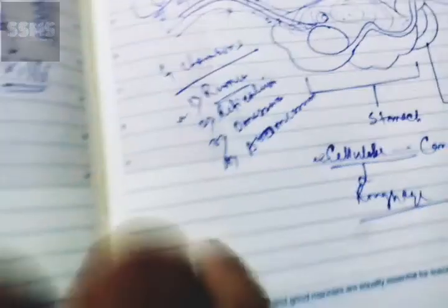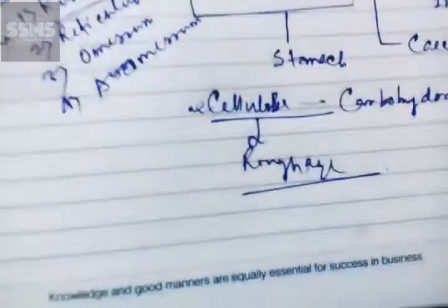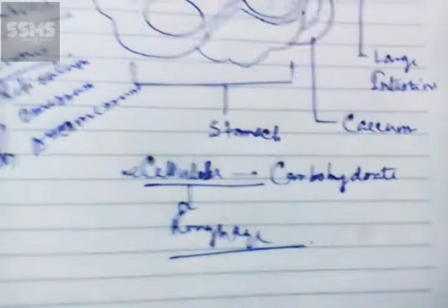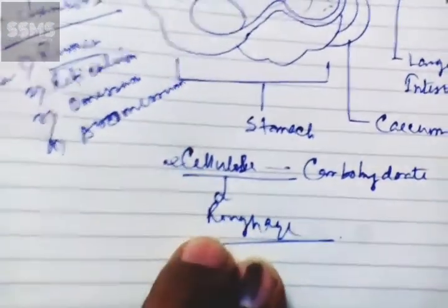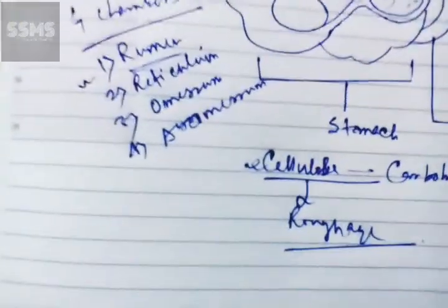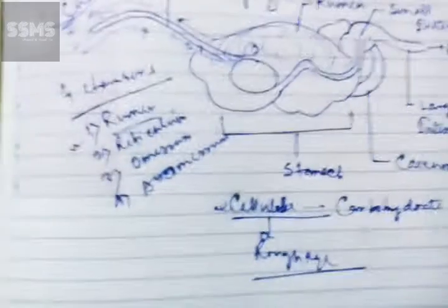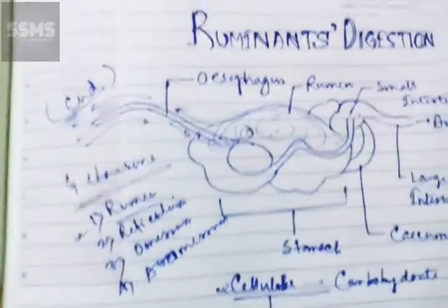As in our body, carbohydrates like the wheat or the roti, maize, work as roughage, in the same way cellulose works as roughage in the ruminant's body. Got it? And it helps to digest the entire food item in a proper way. Got it? So this is the process of the ruminant's digestion.